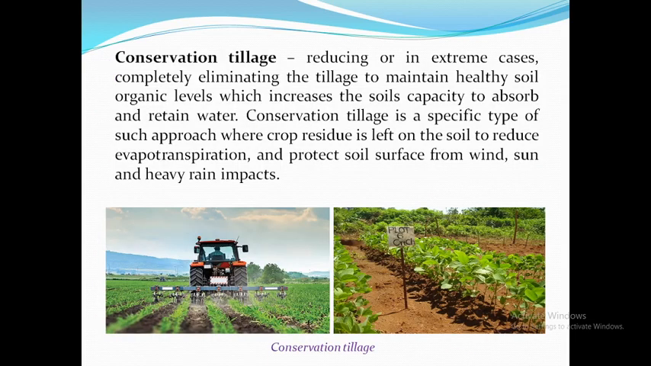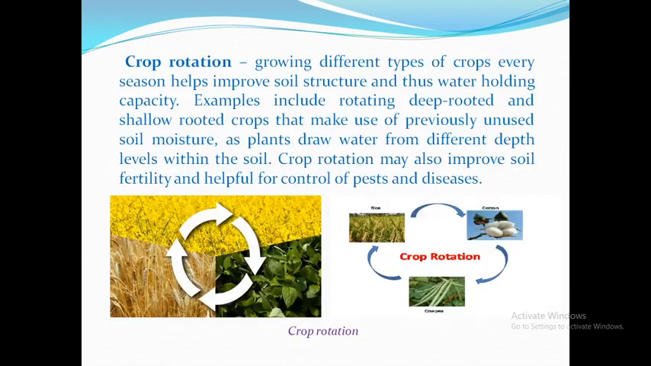And next, conservation tillage. Reducing or, in extreme cases, completely eliminating tillage maintains healthy soil organic levels, which increase the soil capacity to absorb and retain water. Conservation tillage is a specific type of such approach where crop residue is left on the soil to reduce evapotranspiration and protect the soil surface from wind, sun, and heavy rain impacts.